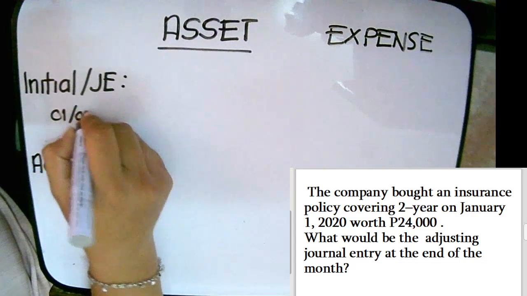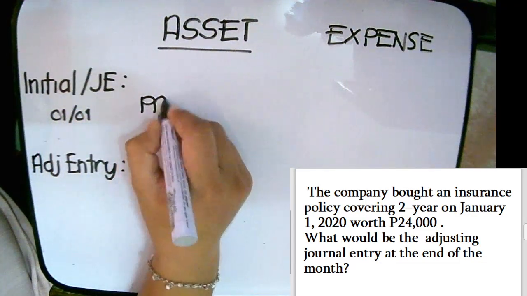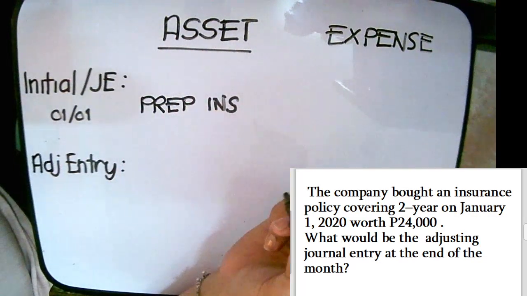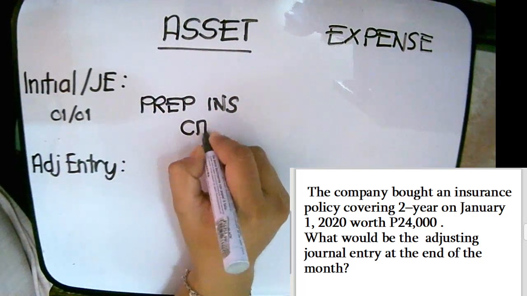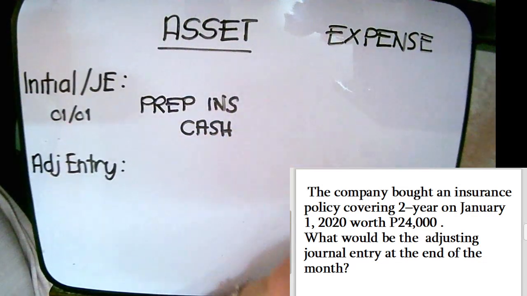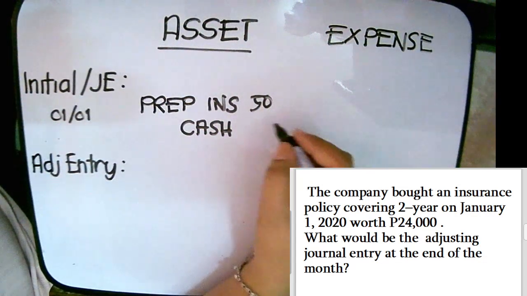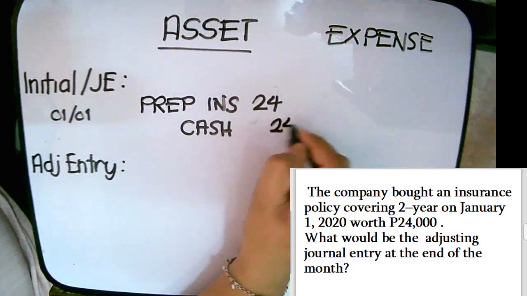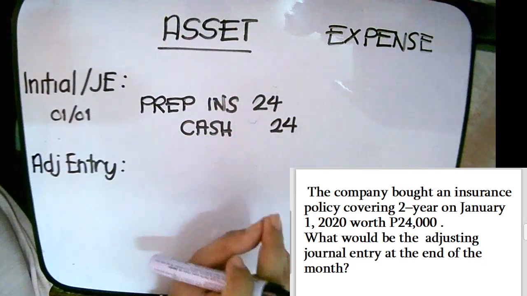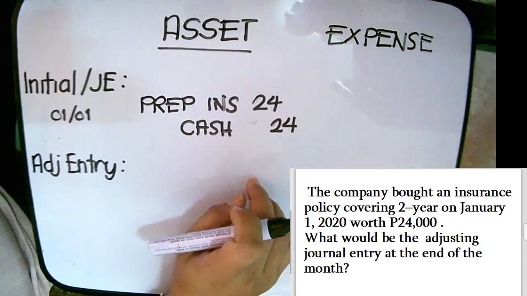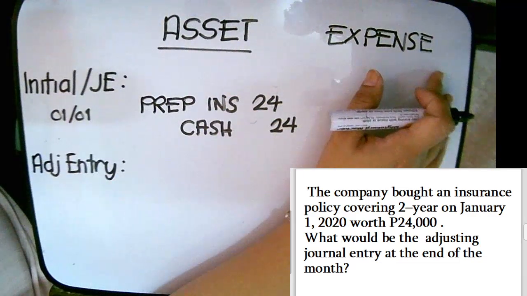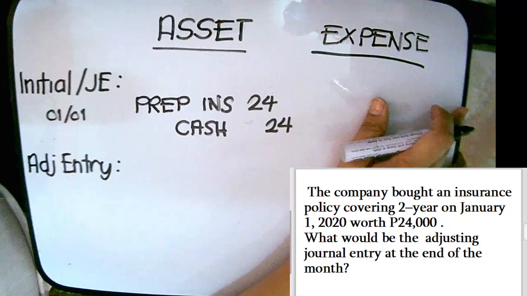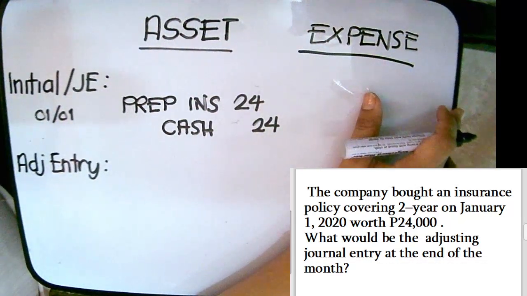For January 1, debit tayo ng prepaid insurance. And then, we credit cash kasi nga nagbayad tayo. Worth 24,000 pesos. So, ito yung entry natin. Normally, ito yung ginagawa natin under asset method. Pero kapag sinabing expense method, pag expense method yung ginamit natin, dapat meron tayong expense account.